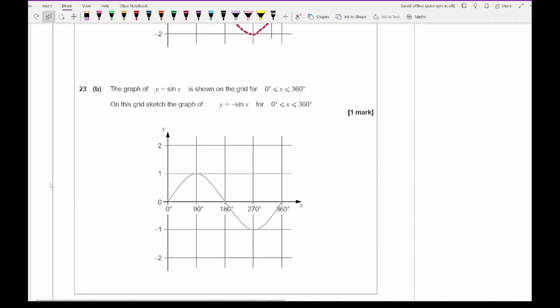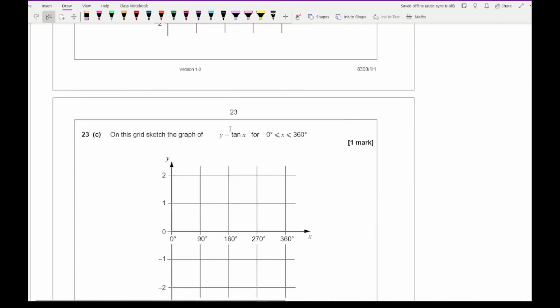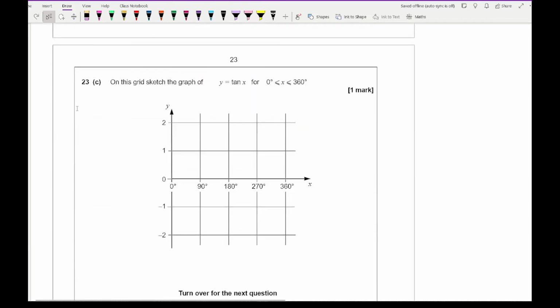For the next one, I am reflecting it along the x-axis. So again, that's going to look like so. And then for C, it says on the graph, sketch the graph of tan x. Well, again, it's just about a case of knowing what your trig graphs look like. And so let me just do the sort of dashed lines. And so you want to know as it's asymptotic to the points there, should look something along the lines of that.